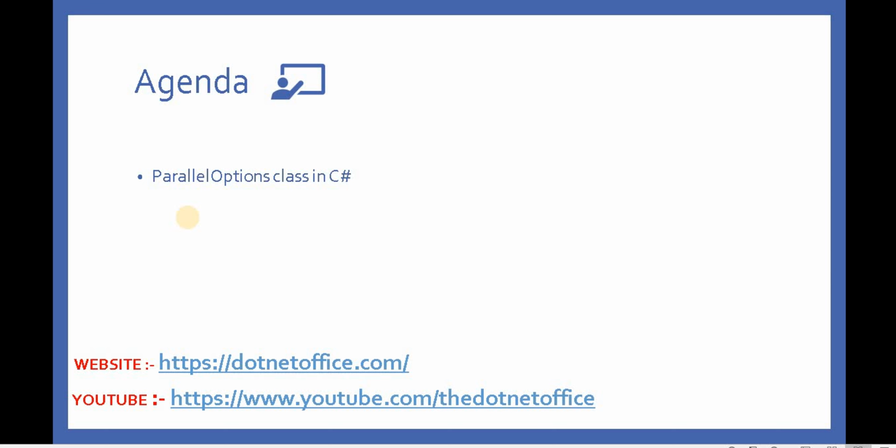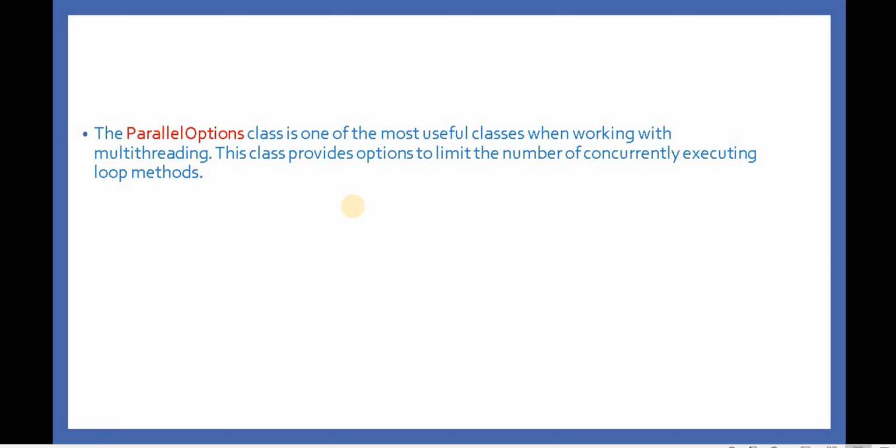In this video, we will discuss the ParallelOptions class in C# that we use with the Parallel.For loop. So let's first understand what ParallelOptions is. The ParallelOptions class is one of the most useful classes when working with multi-threading. This class provides an option to limit the number of concurrently executing loop methods. So what is the meaning of that?